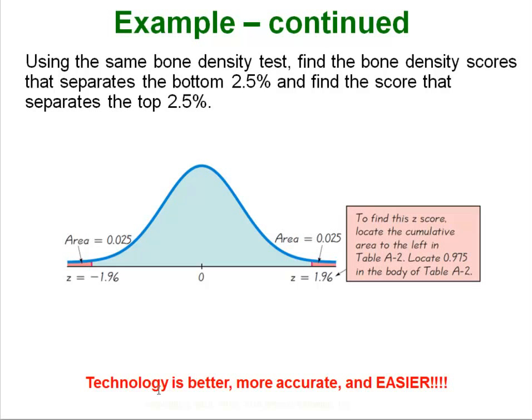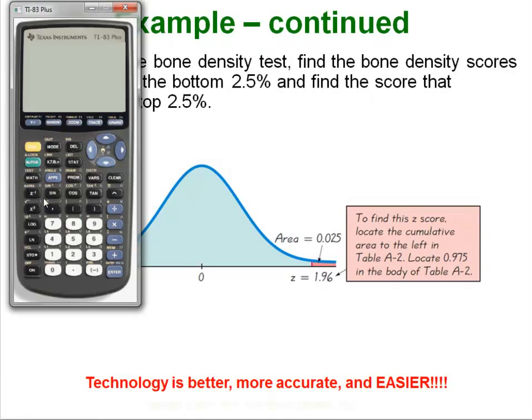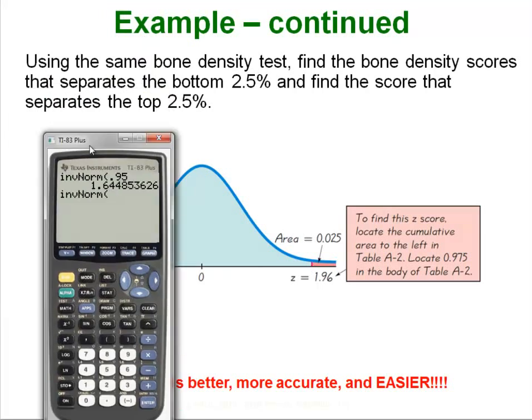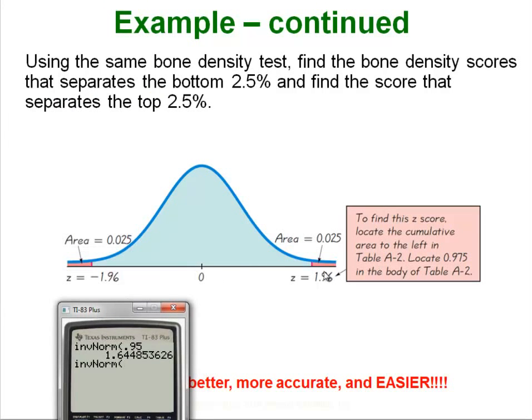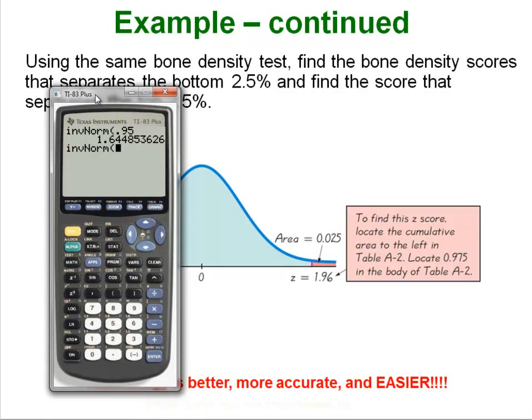But technology is much more accurate. If we want to find this upper z-score here, we have to find the z-score that gives us how much area below. And the answer is not 95, because remember, the area below this is the 95 plus the area that's in that tail. So it's actually 0.975. And there's the 1.95996 and so on that they rounded up to 1.96.